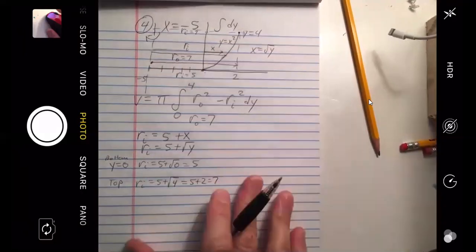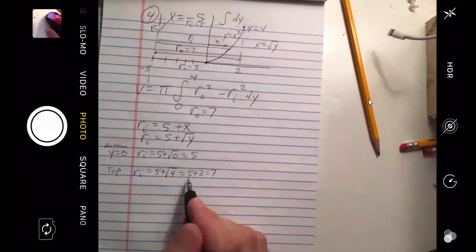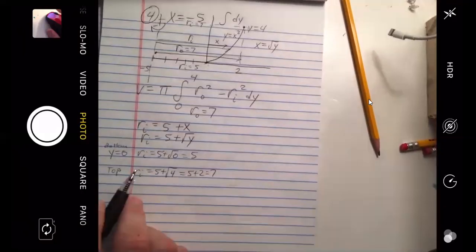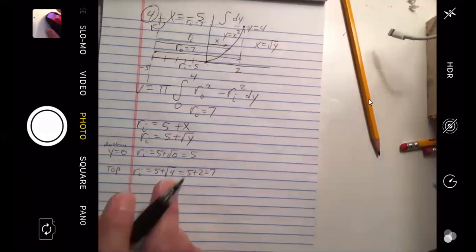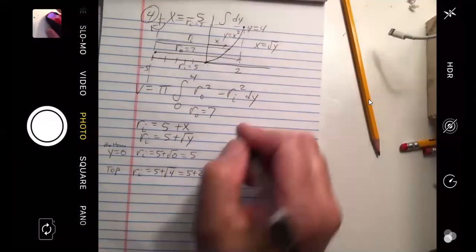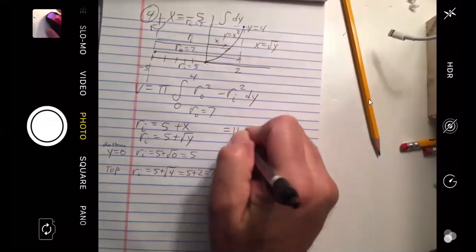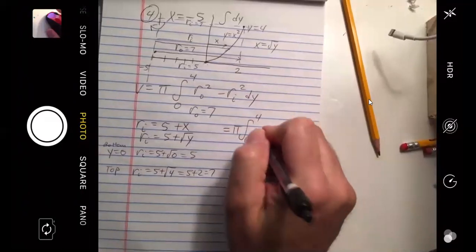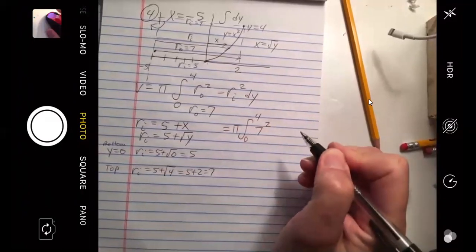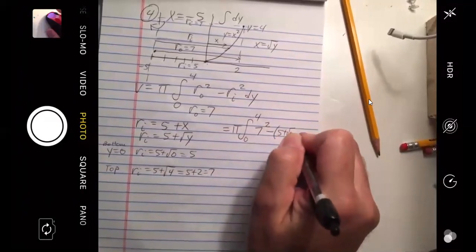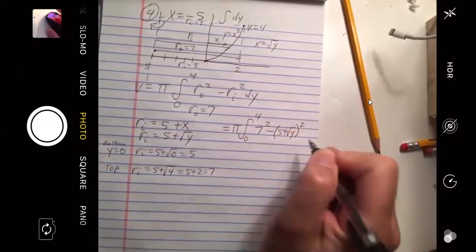I don't know if that proved anything to anybody or if that just added to the gibberish. Can we plug and chug? Yeah. I'd get pi integral 0 to 4. Your outer radius is 7 squared. And your inner radius is 5 plus the square root of y, quantity squared, dy.